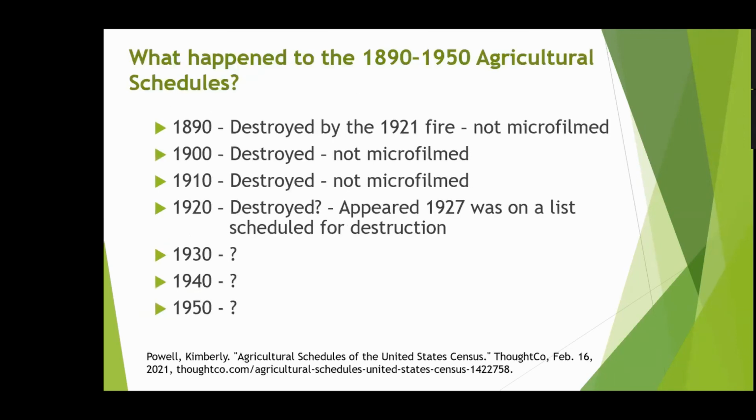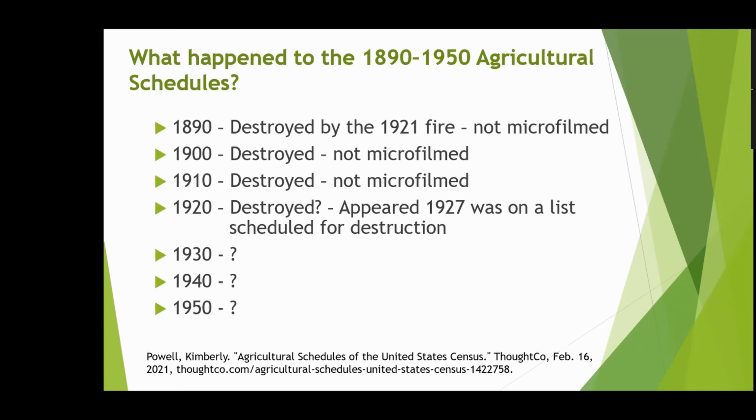So here's a little bit of a thing. 1920 appeared to be on the list scheduled for destruction, but they don't know if they actually were destroyed or what happened to them. There was no information given about 1930, 1940, and 1950. So basically, between 1920 to 1950 would have been a nice one to learn more about my grandpa, or even my great-grandfather, from 1900 up to 1950.